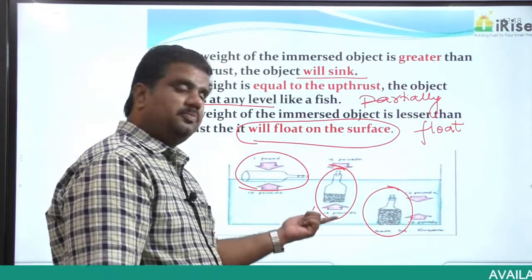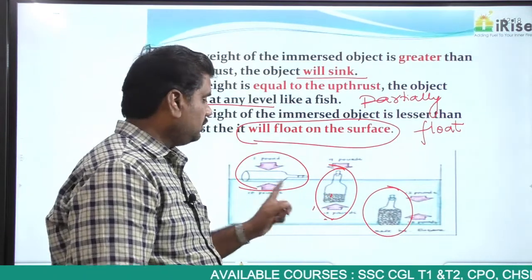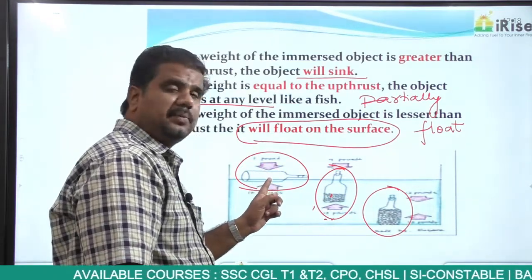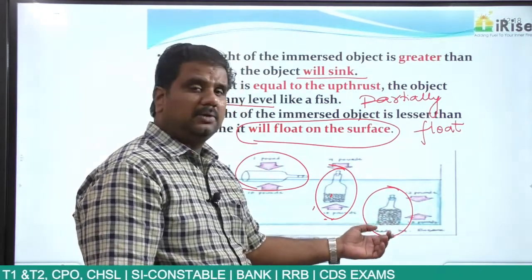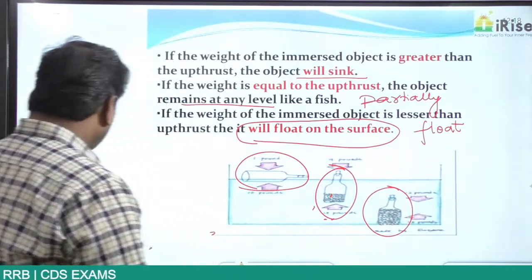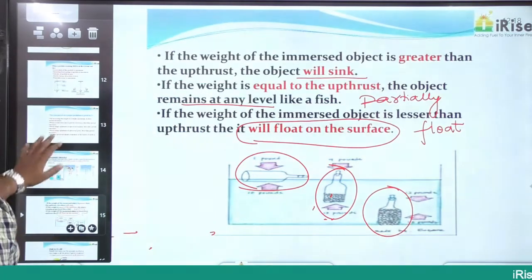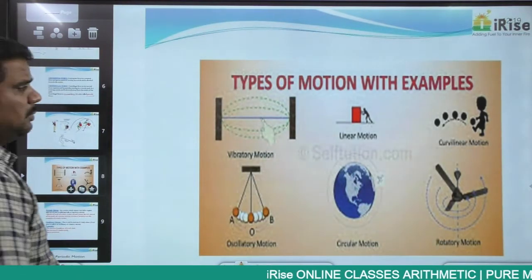So in this case, object density and liquid density are both equal. That's the reason why it's partially floating. Object density is less than liquid density, the object is completely floating. Object density is high when compared to liquid density, the object is completely sinking. Different cases, right? Then we'll move on to the last topic in the case of mechanics, that is motion.